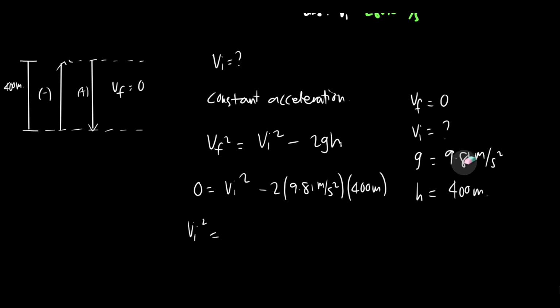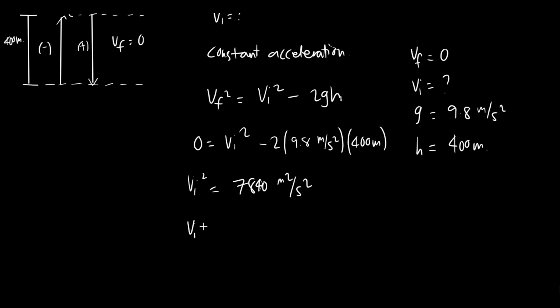We'll just use 9.8 instead of 9.81 meters per second squared, so that we can avoid the decimal. So we have 9.8 times 2 times 400 is just equal to 7840, in meters squared per second squared.